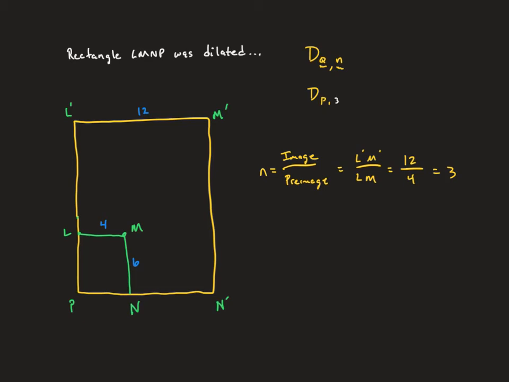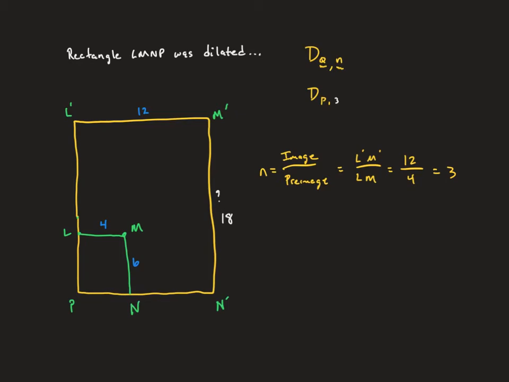So I have determined that this is going to be a dilation, center of dilation is point P, and the scale factor is 3. So again, LM is 4, L prime M prime is going to be 12, which is 3 times 4. So if MN is 6, I am looking for the length over here, which is going to be 3 times 6, which is going to be 18.